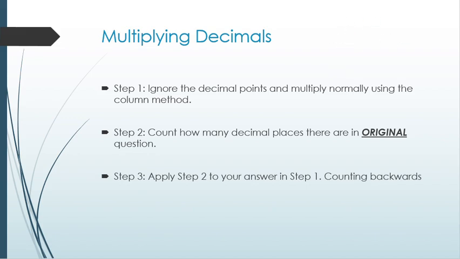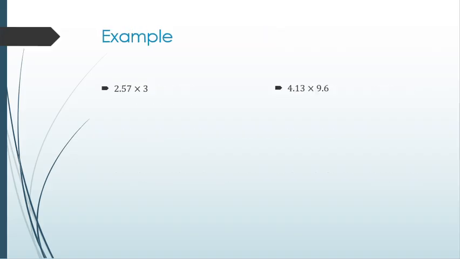Step 2 means count how many decimal places there are in the original question. And then step 3 is apply step 2 to your answer in step 1, counting backwards. Now I'll show you how this works. So I'll go through both of them.